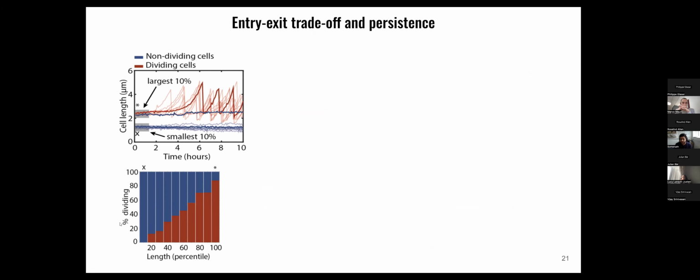And if you plot the probability of dividing during exit after a 3-day long stationary phase, we found that the probability was monotonically dependent on the length of the cell, which meant if they're smaller, they're less likely to wake up, and if they're larger, they're more likely to wake up. So here, this heterogeneity had one direction where there was a benefit. If they're large, they could wake up really quickly.